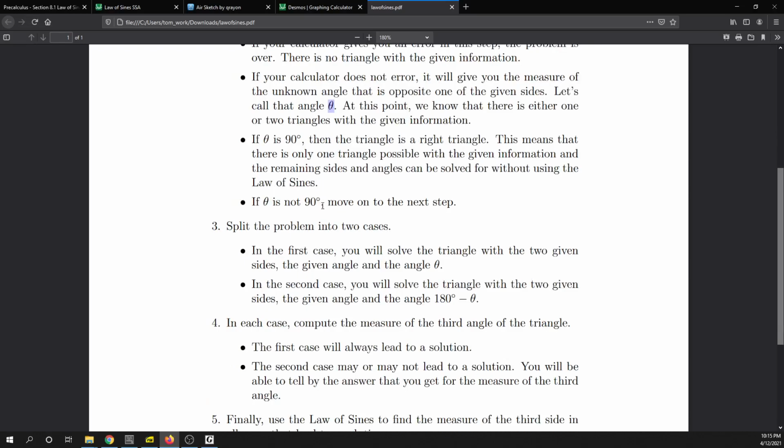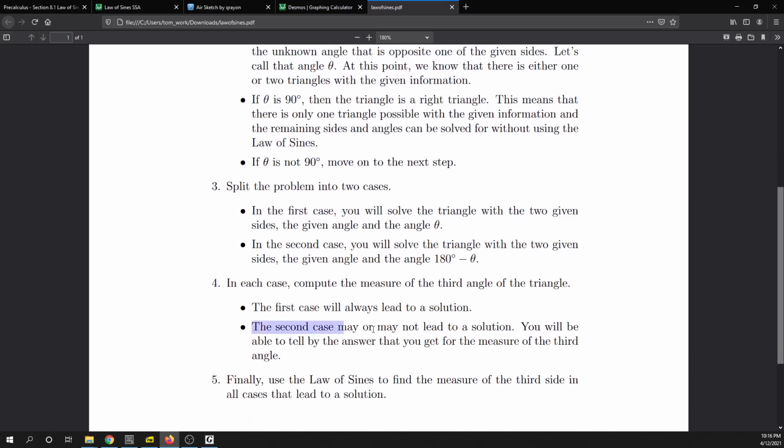And so basically from there, it kind of splits into 2 problems. You do the rest of the problem using the angle theta, and that is always going to give you a solution when you do that. Then what you need to do is also do the rest of the problem for 180 degrees minus theta. So you're basically now working 2 different problems. And the first one, using just theta, will always lead to a solution. And the second one may or may not lead to a solution.